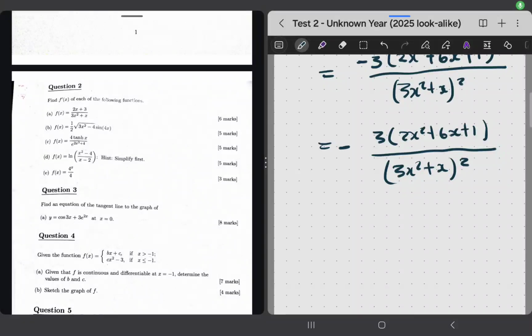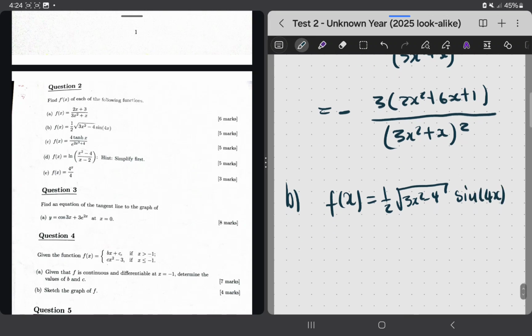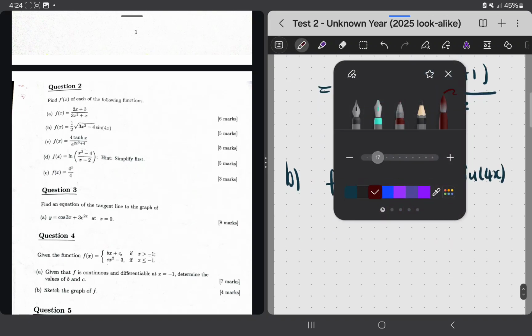Okay, so now we are doing 2b. We are saying b is going to say that f of x is going to be equal to half square root of 3x squared minus 4, and this is times sine 4x, like this. Either way, now what do we do here?